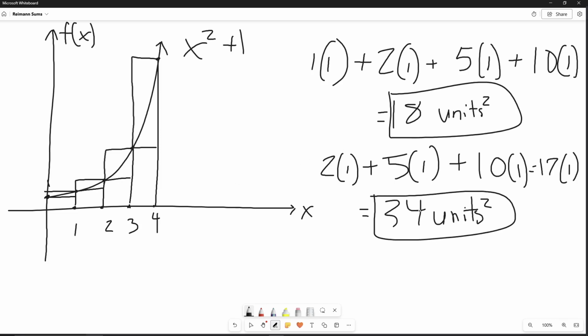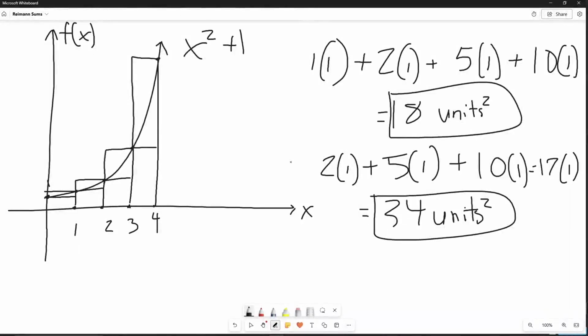And as you can notice, obviously, both of these areas can't be accurate. The area is going to be somewhere in the middle of 18 and 34. And as you can see, as we just discussed before, this function is increasing. So the left rectangle approximation method is going to be an underestimate, and the right rectangle approximation method is going to be an overestimate.